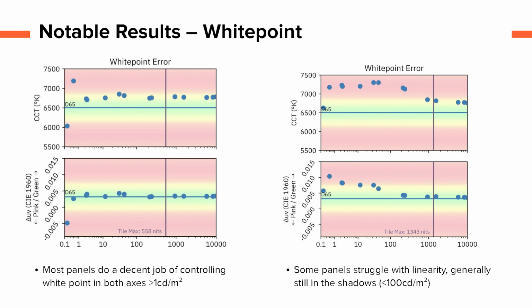This tile tells a much different story on the right side. From 10,000 nits down to 0.1 nits as you go through a PQ ramp, it's extremely, extremely bluish and then gets very, very green towards the bottom end of that.